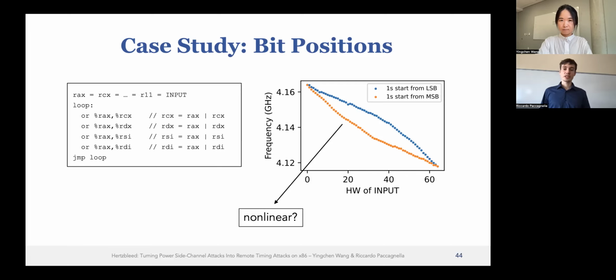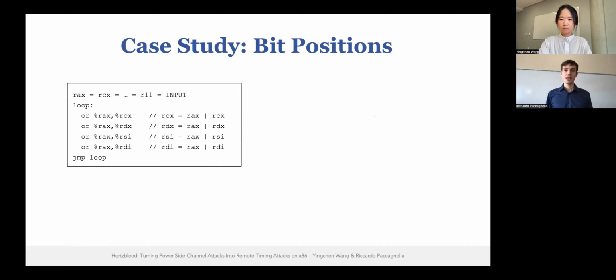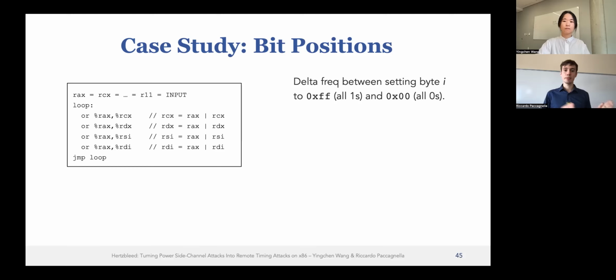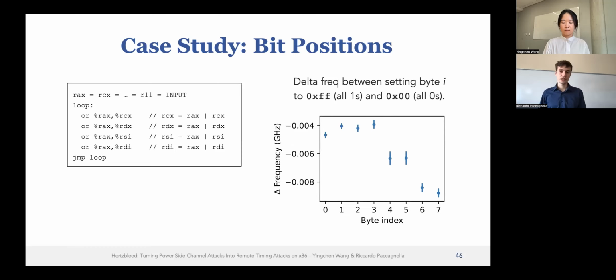And to dig deeper into this observation, we decided to run an additional experiment using the same workload, but this time we're setting each byte to be either all ones or all zeros. And then for each byte within a 64-bit register, we were computing the delta in both power consumption and frequency to see which bytes had the largest delta. And this is what the results look like.